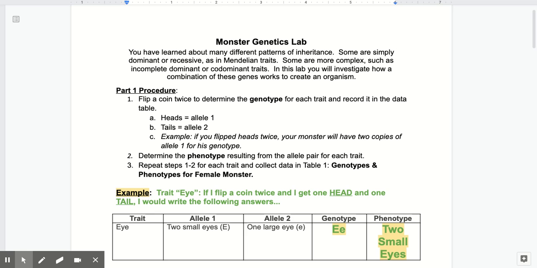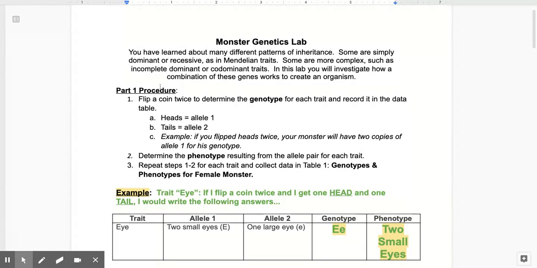Hi, in this lab, we are looking at monster genetics. Before we begin, I just want to give you a heads up that for part one and part three of this lab, you will need a coin. Each coin flip is going to represent a potential gene, a letter that your monster is going to have.